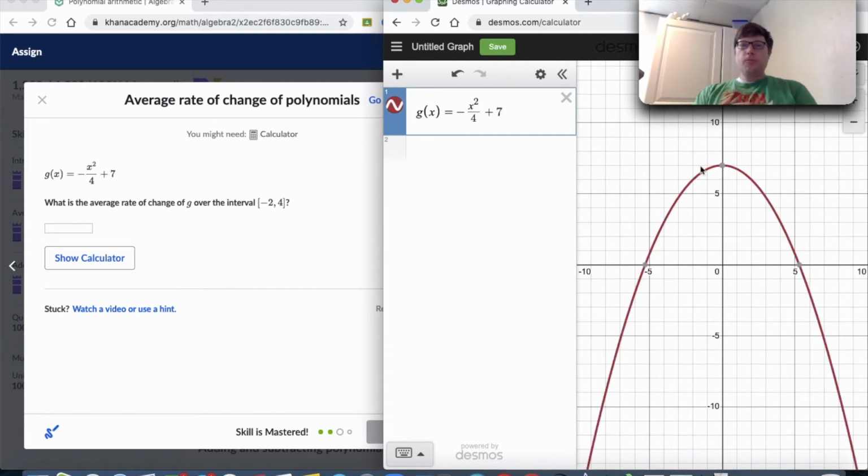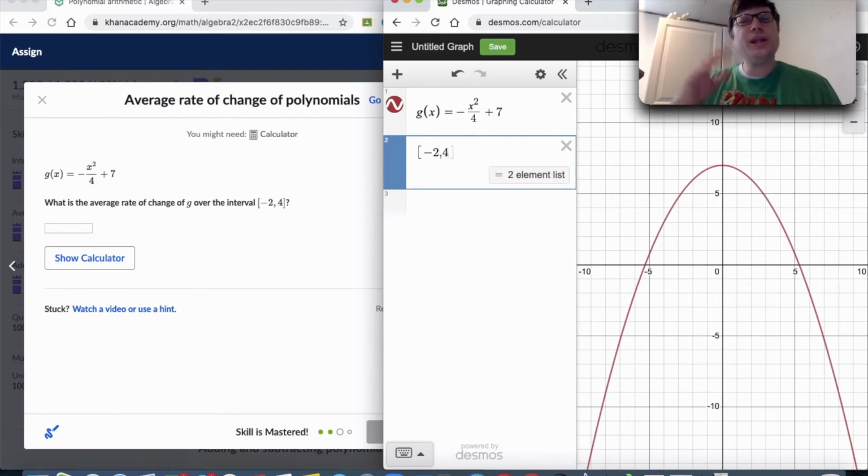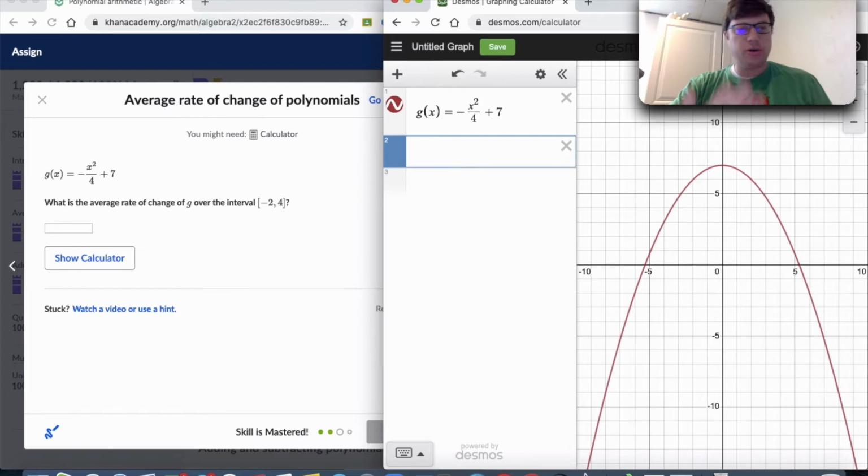Okay, so you can see here that we have this parabola. It's opening down, and we want to know the average rate of change on the interval from -2 to 4. I wonder if I could just type this symbol, -2, 4. It's reading it in different mathematical notation, so I can't use exactly what this is.